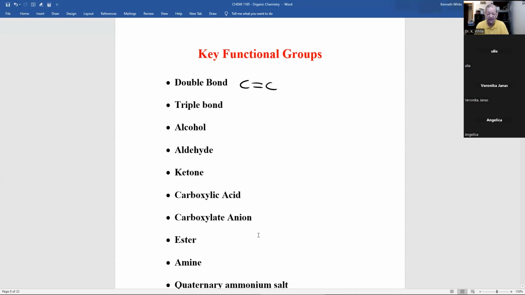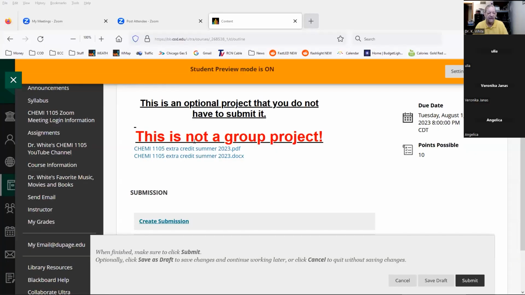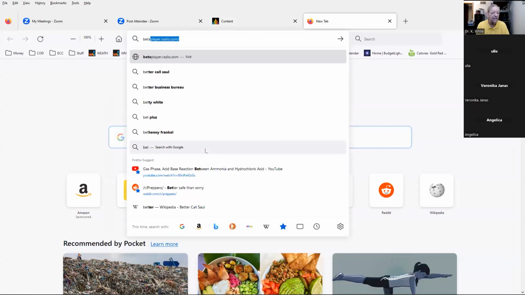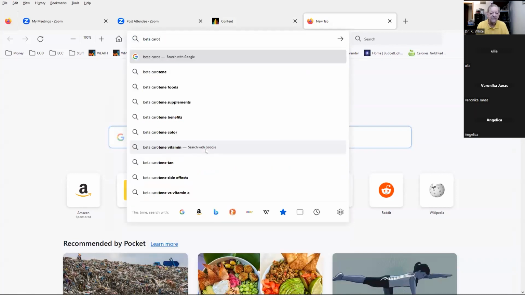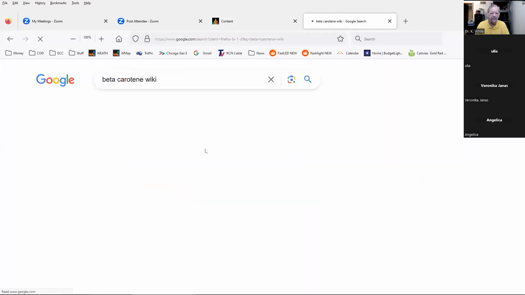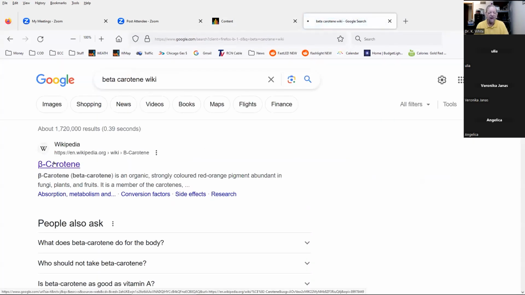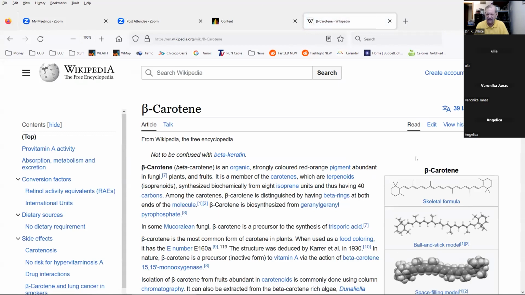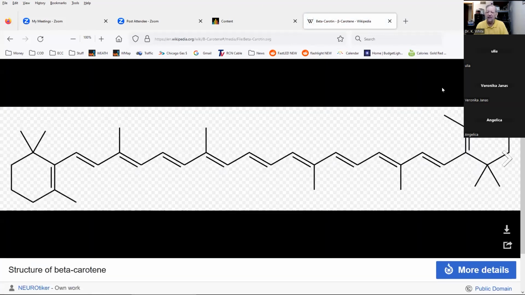Let me show you something. Organic chemistry is in your daily life. Really? Yes. You're talking to organic chemists. There's a molecule called beta carotene. And here's its line structure. Every bend in a line is a carbon. Every end in a line is a carbon. This is a big molecule.